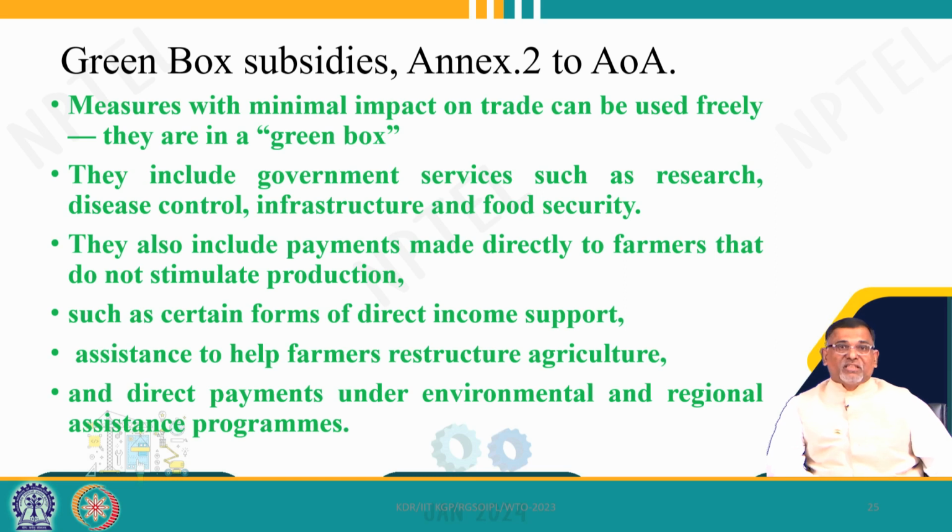So, direct income support and restructuring of agriculture, and then certain environmental and regional assistance programs. All these are green subsidies. These are also subsidies, but green subsidies, permitted subsidies. And for example, the Government of India spends a lot of money on the Indian Council of Agriculture Research. All these monies are considered to be under the green box subsidies.